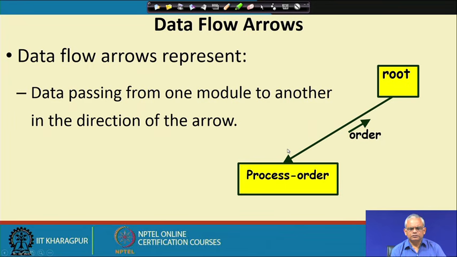The third element is the data flow. So, we represent here the data flow aspect. We draw an arrow on this invocation showing the direction of the data flow. What this represents is that the root calls the process order and the process order gives back the order to the root. Very simple notations.